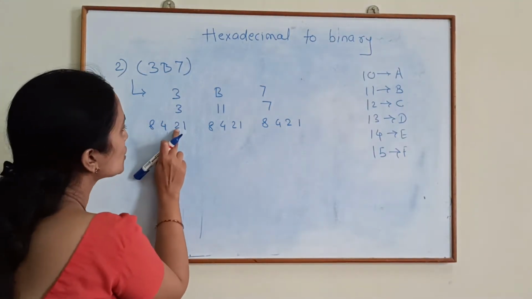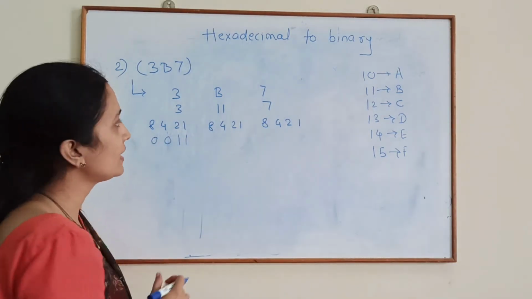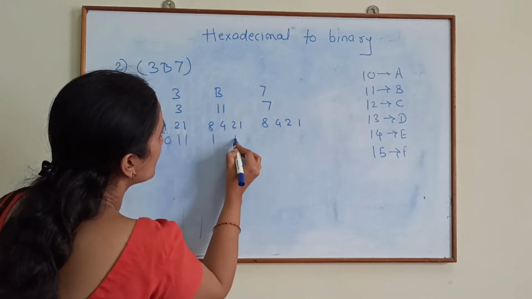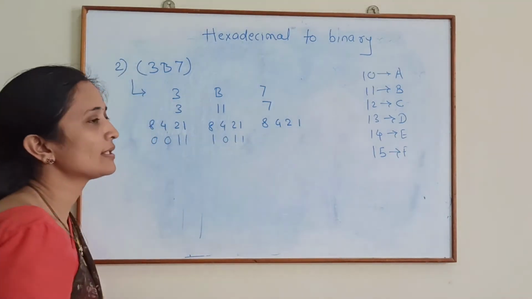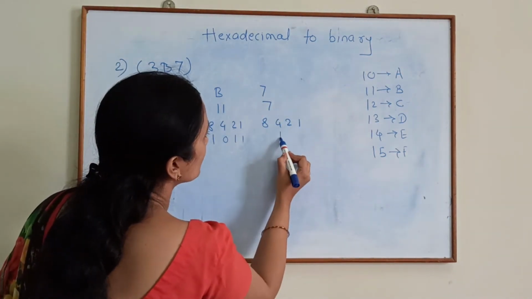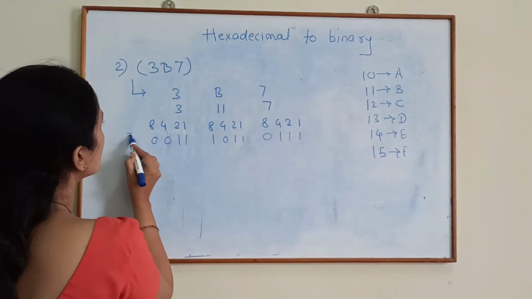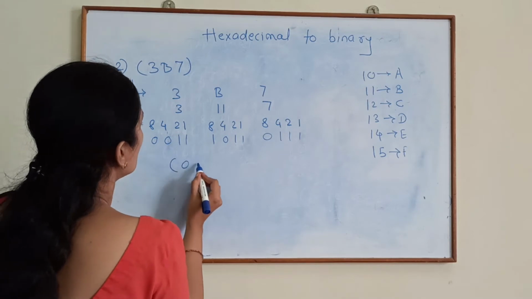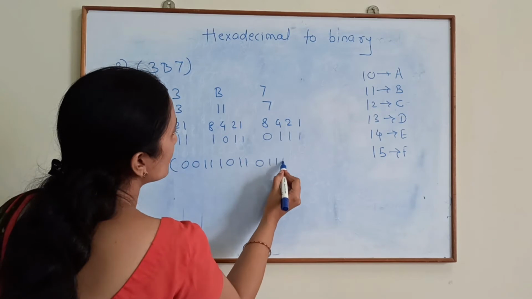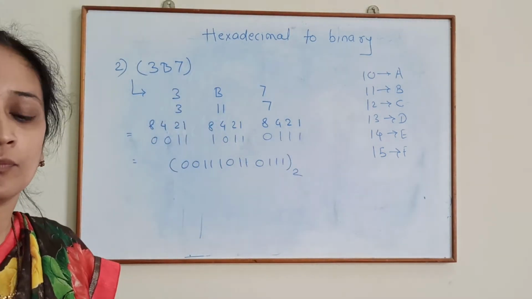3 is the addition of 2 and 1. Therefore, write 1, 1, and the remaining will be 0. 11 is the addition of 8, 2, 1. Therefore, write 1, and the remaining place will be 0. 7 is the addition of 4, 2, 1. Therefore, 1, 1, 1, 0. Collectively, it gives the binary equivalent 0011 1011 0111. This is the binary equivalent of 3B7.